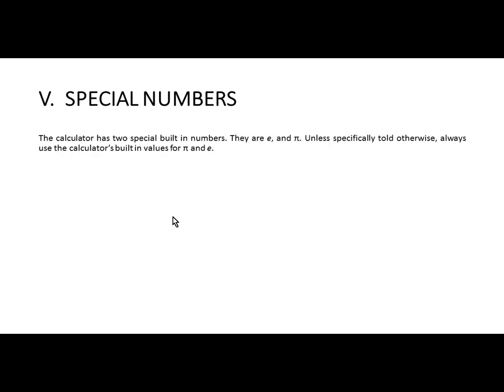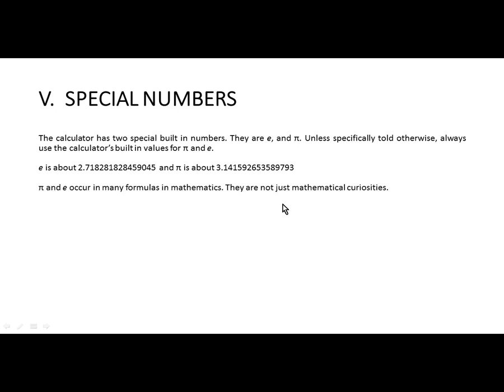Some special numbers. The calculator does have 2 built-in special numbers. They are e and pi. Unless specifically told otherwise, always use the calculator's built-in values for pi and e. So e is about 2.718281824599045 and so on, and pi is about 3.141599265, etc. Pi and e occur in many formulas of mathematics. They're not just mathematical curiosities.